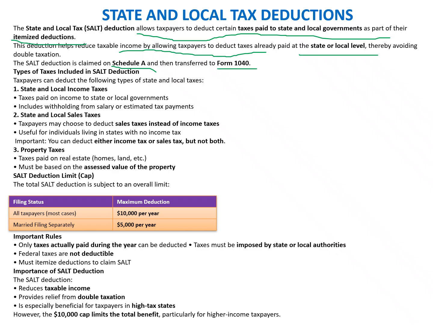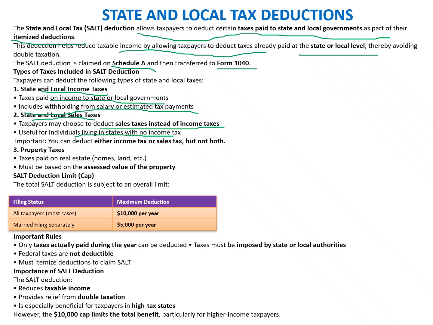The types of taxes included in the SALT deduction are state and local taxes. Taxes paid on income to the state or local government include withholding from the salary or estimated tax payments. So which are the taxes? Taxes paid on income to the state or local government include withholding taxes, and then the taxpayer may choose to deduct sales tax instead of income tax. This is useful for individuals living in states with no income tax.